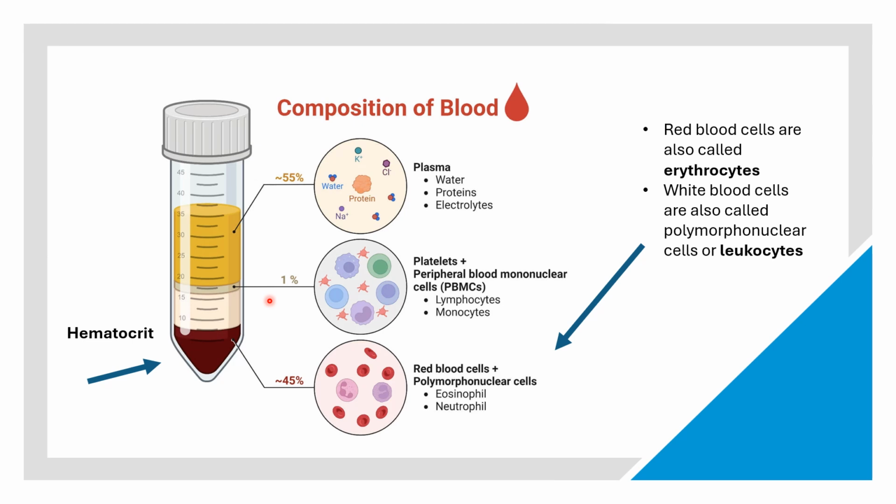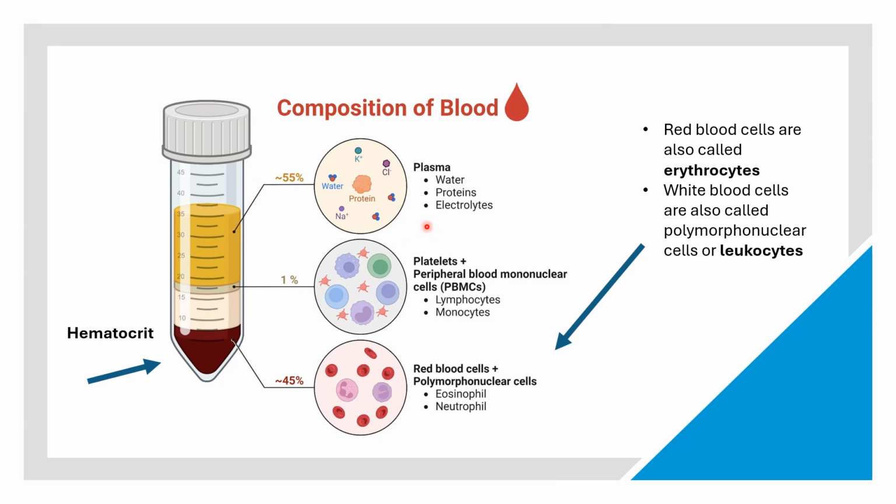1% is platelets and other white blood cells like lymphocytes and monocytes. The platelets are represented by the little stars, and the lymphocytes, monocytes, and other mononuclear, singular, more recognizable nucleus cells are shown here. And that is 1% total of your blood draw.